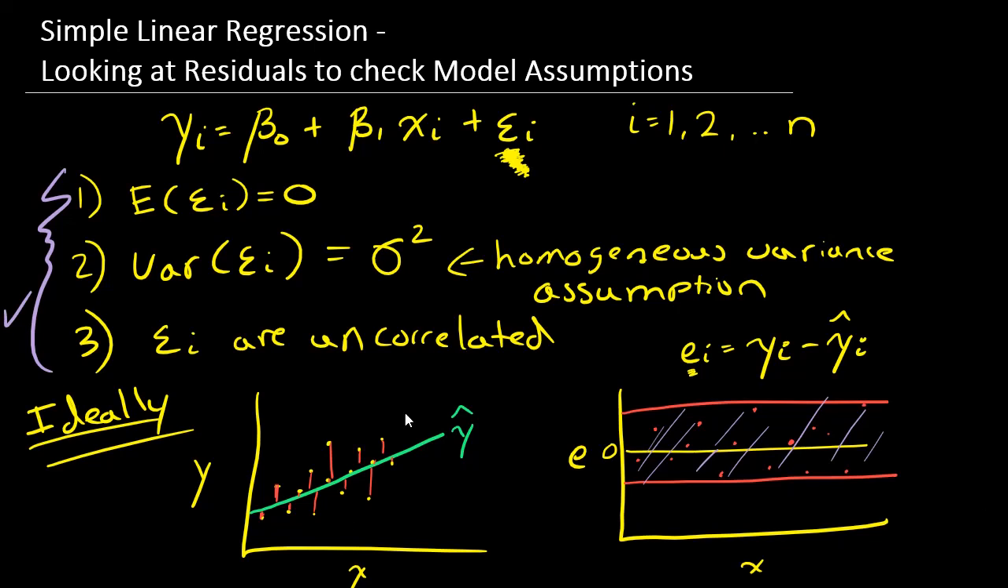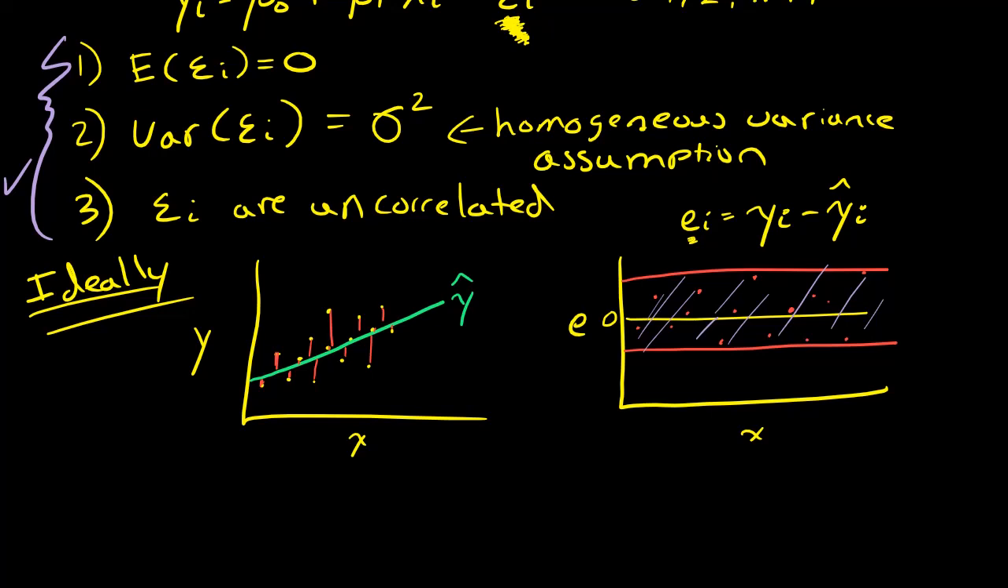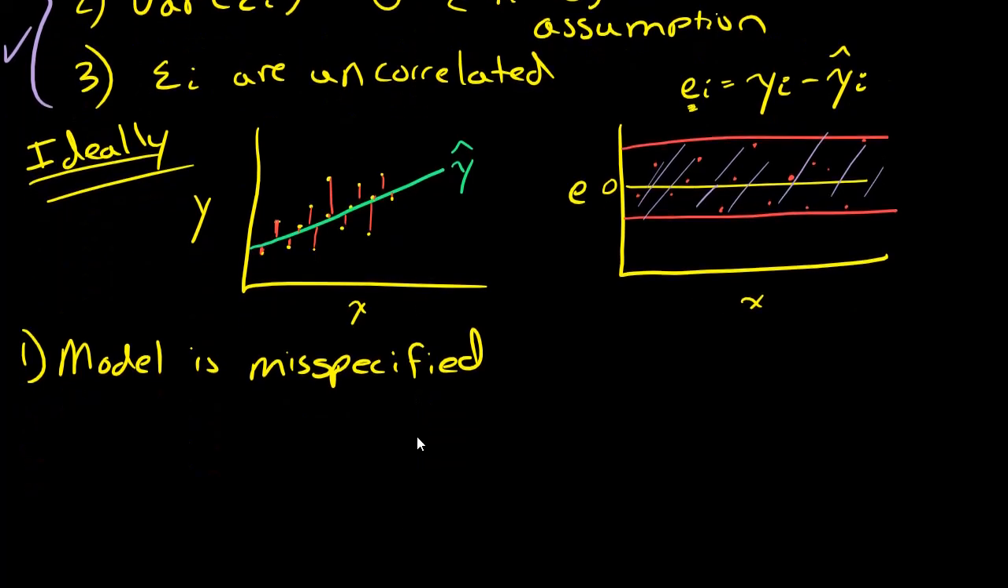So what does it look like when things go wrong? Let's talk about that. The first thing that could go wrong is the model being misspecified. What do I mean by that? If I were to plot y versus x, here's y, here's x, this is the way the plot of x and y looks.